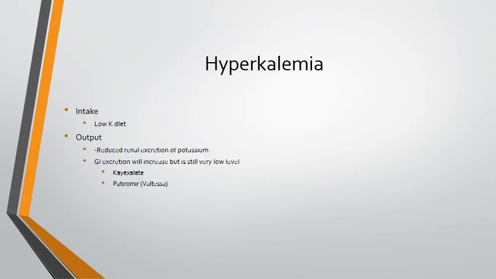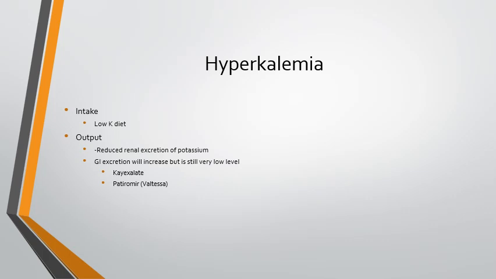So hyperkalemia in CKD patients usually is intake, output, and shifting. So we'll take these one at a time. Intake, you can have them follow a low potassium diet. If they're on a tube feeding and their potassium is in the 5s, please switch them to a renal tube feed. Their output is going to be reduced in kidney failure because the excretion of potassium is lower.